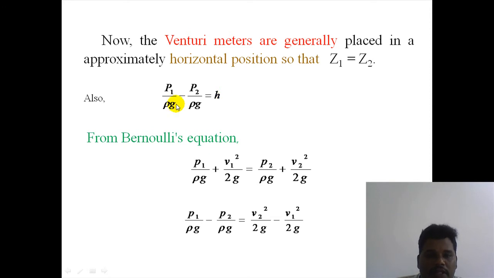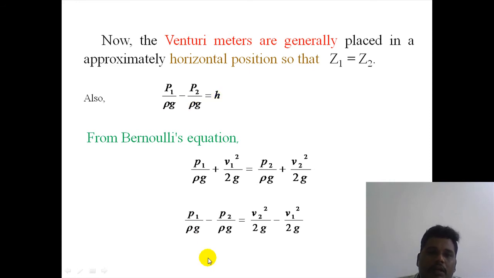Now we can write the pressure terms on one side and the velocity terms on the other side. P1 by rho g minus P2 by rho g is equal to V2 squared by 2g minus V1 squared by 2g. Now P1 by rho g minus P2 by rho g is nothing but the pressure head at the inlet minus the pressure head at the outlet, that is equal to the head h. Now substitute here, in place of this, we get h.